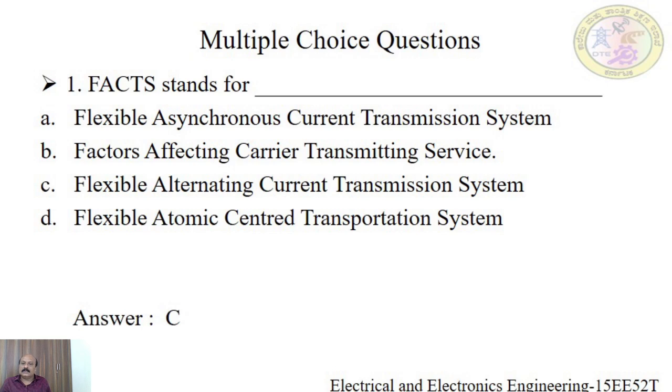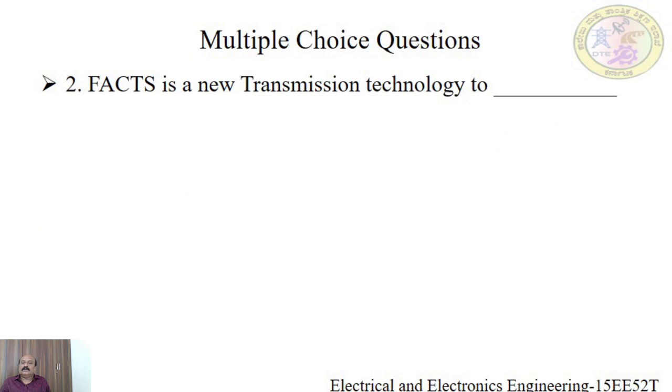C. FACTS stands for Flexible Alternating Current Transmission System. This is a new technology being introduced in alternating current transmission at higher voltages. Let us go to the second question. FACTS is a new transmission technology too. This technology is being used for what?